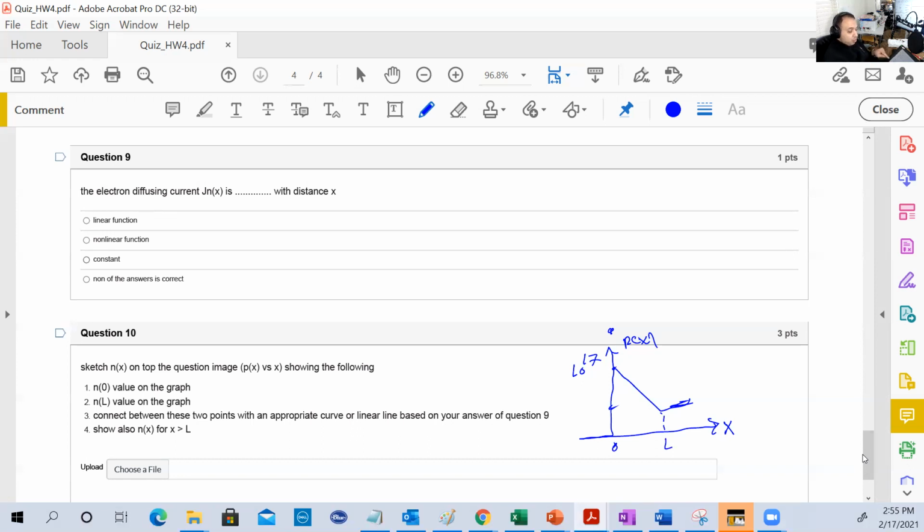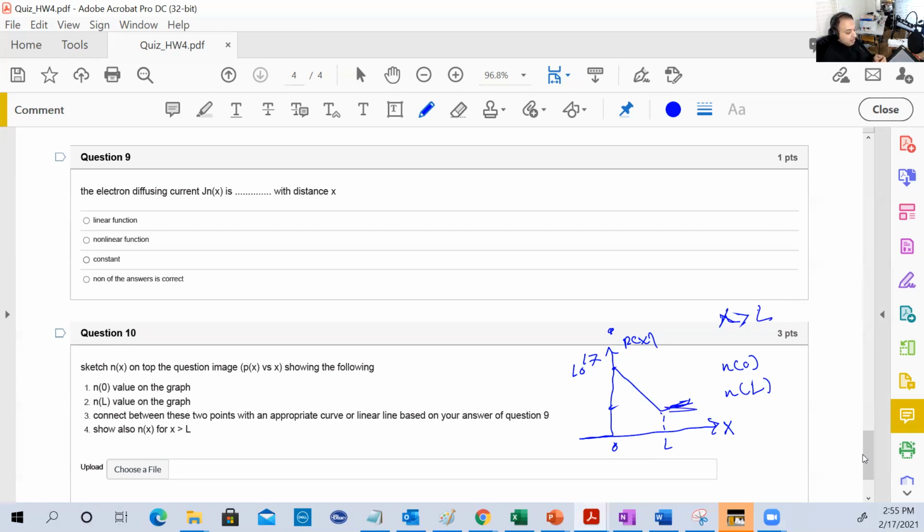I want you to put on your sketch n of 0. You should locate n of L. And then for x greater than L, I want you also to show me how n of x will change. Is it constant? Is it increasing with x? Is it decreasing with x? You should figure this out.